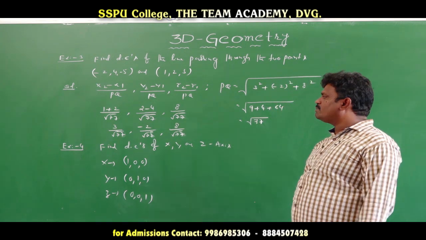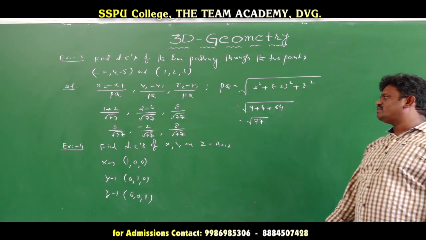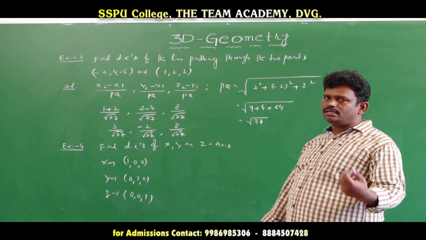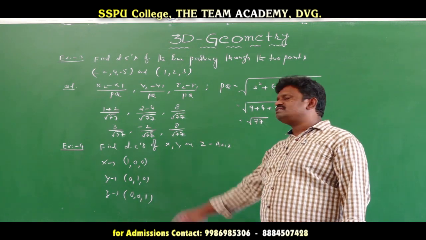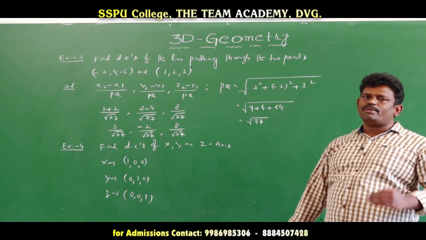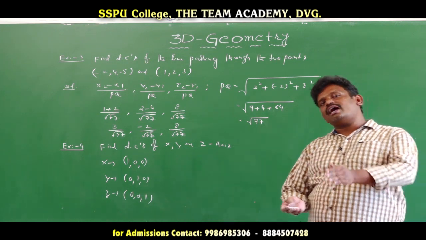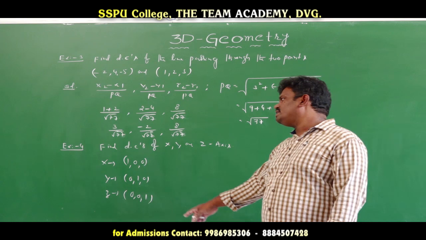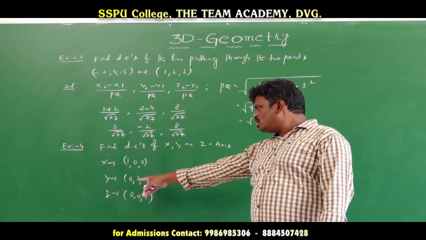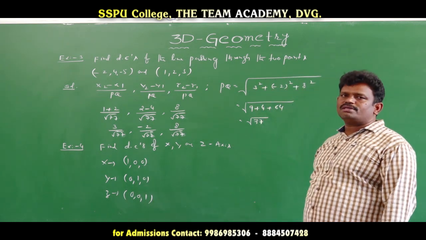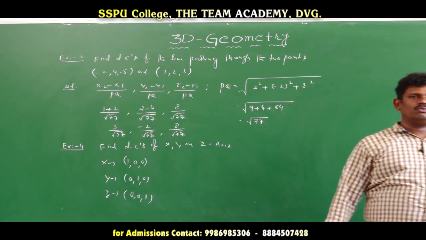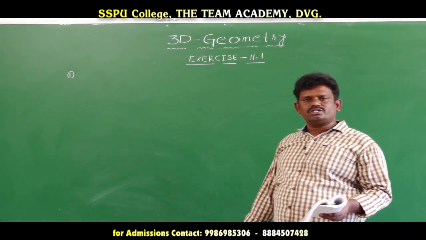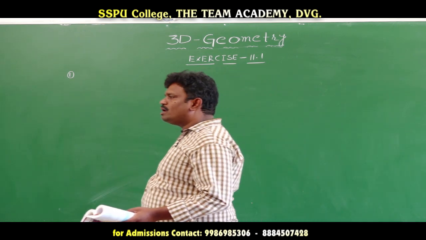Now the next question: find the direction cosines of the x, y and z axes. I already explained this. The x axis direction cosines are 1, 0, 0, because the x axis makes an angle of 0 degrees with itself and 90 degrees with the remaining 2 axes. So 1, 0, 0; 0, 1, 0; 0, 0, 1. First, Exercise 11.1 has 5 questions, and from that exercise one more question is important.